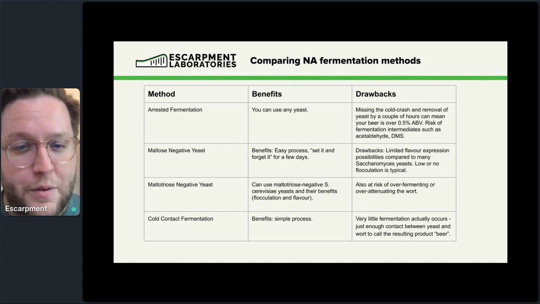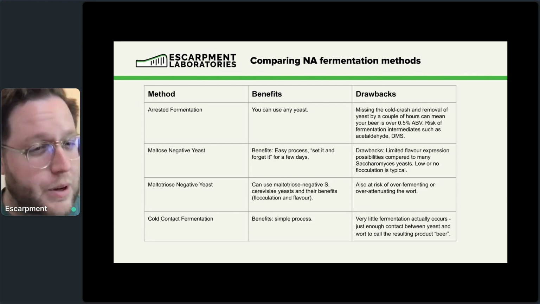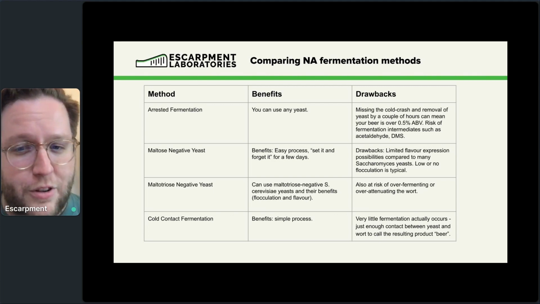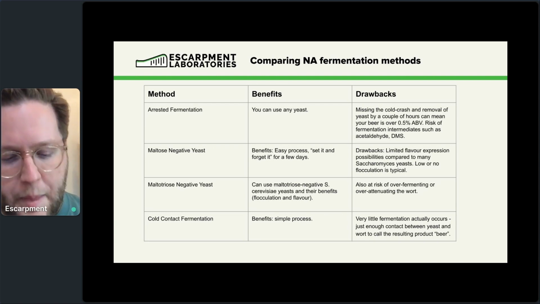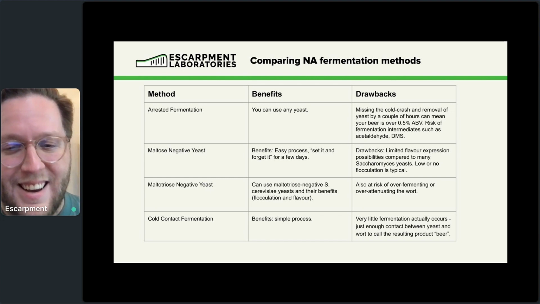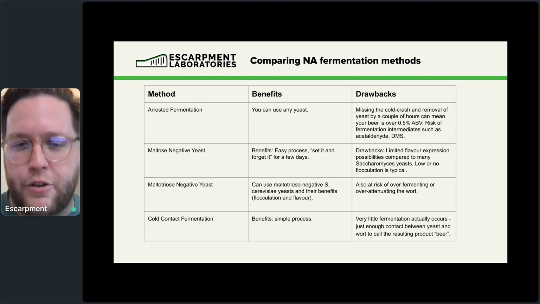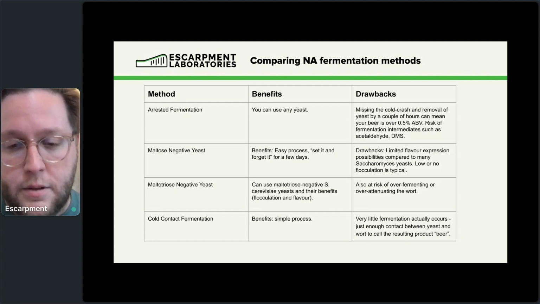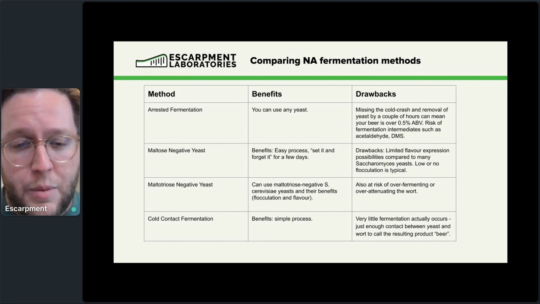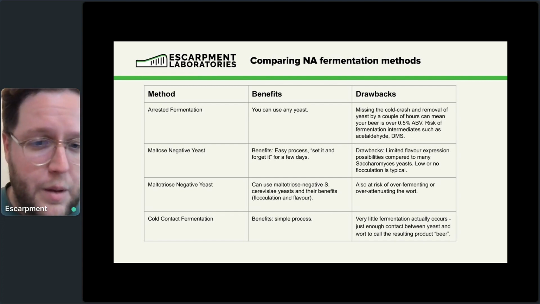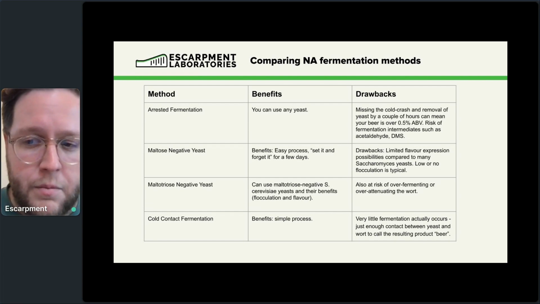Cold contact, the benefits are it's really simple. The drawbacks are there's not really a lot of actual fermentation. It's just enough contact between the yeast and the wort to call the resulting product beer, which is important in some markets, believe it or not. But it doesn't do a whole lot in terms of actual fermentation or flavor production. However, some big breweries making pretty nice non-alcoholic beer do use that method, so don't discount it.